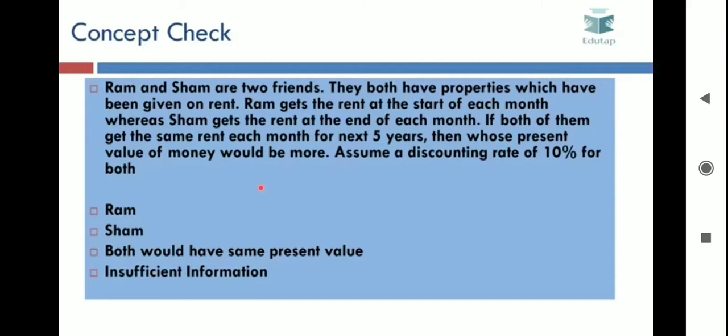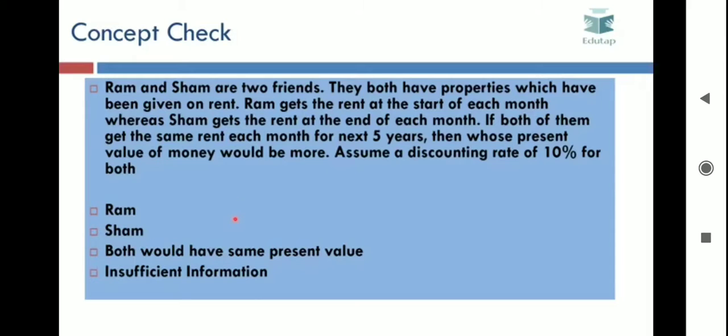Now please try to understand here, we need not solve this. We have discussed the present value of annuity and the present value of annuity due. Ram is getting rent at the start of each month, which is annuity due. So Ram's present value would be the present value of annuity due. Shyam is getting the rent at the end of each month, so Shyam's present value would be the present value of annuity. And we know that in the present value of annuity due, there is an additional factor of 1 plus i, right, which gets multiplied. So for annuity due, the present value would be more.